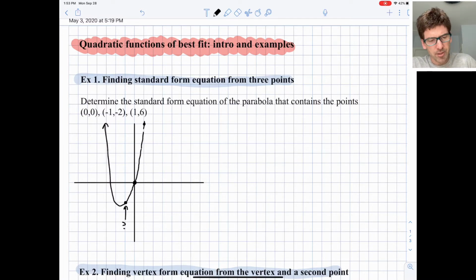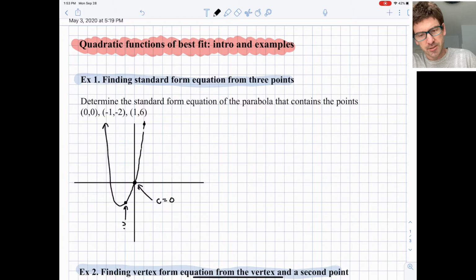One thing that's important to know is we have a y-intercept. At 0 on the y-axis, and it just happens to be at 0 on the x-axis as well, our parabola crosses the y-axis. So that means c is 0. That's a really good piece of starting advice.